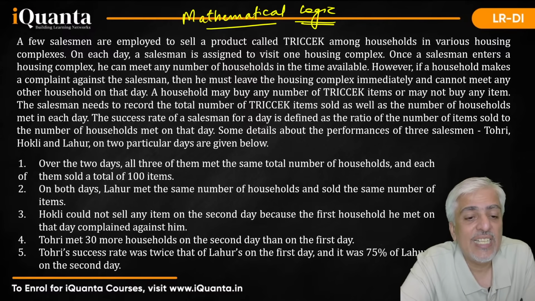The success rate of a salesman for a day is defined as the ratio of the number of items sold to the number of households met on that day. Some details about the performance of three people, that is Tori, Hookley, and Lahore.